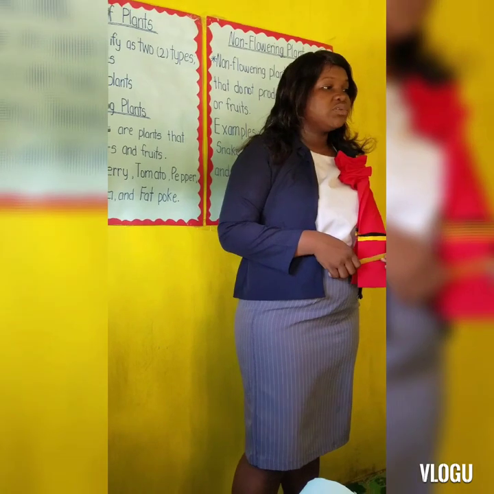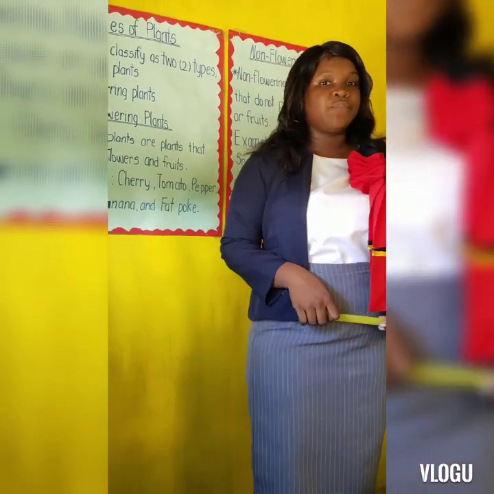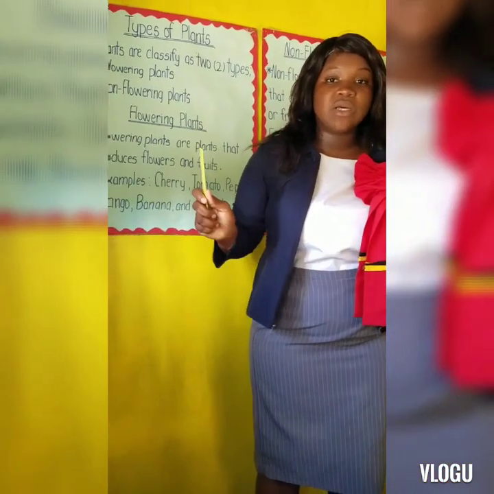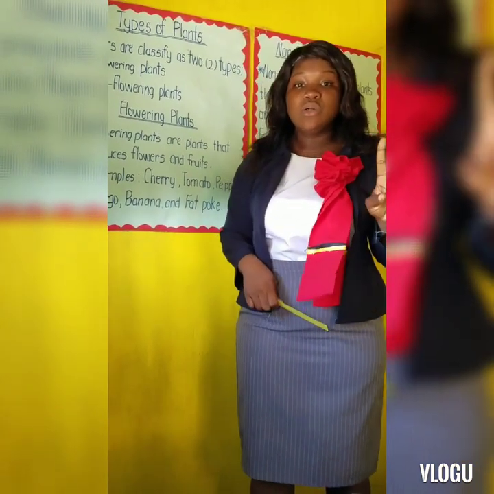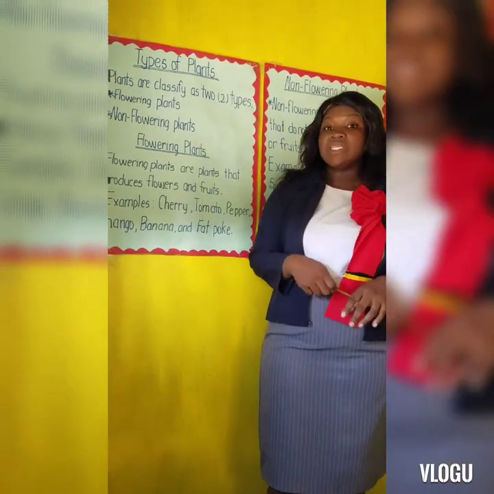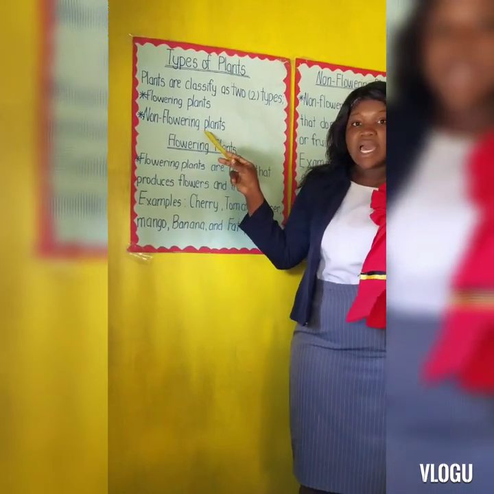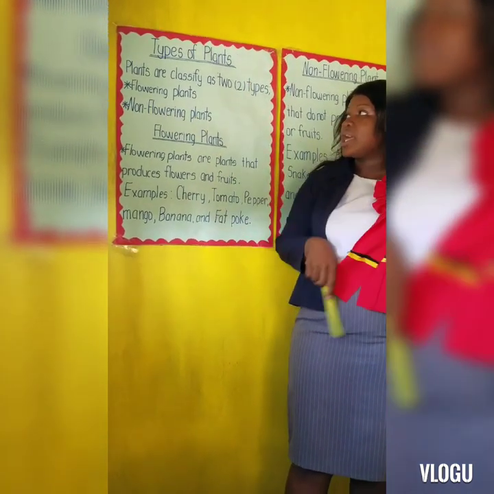Okay, let me have you, Andrew. Flowering plant. And the other one, non-flowering plant. Very good, Isaiah. Now, there are two types of plants, right? Today we'll be looking at the types of plants. What we will be looking at? The types of plants. And we mentioned that there are two types of plants. How many? Two. Now, we mentioned also that there are flowering and non-flowering plants. What are they? Flowering plants and non-flowering plants.